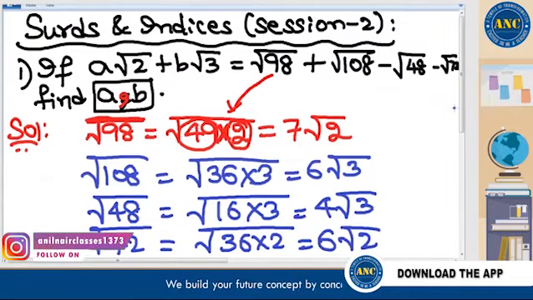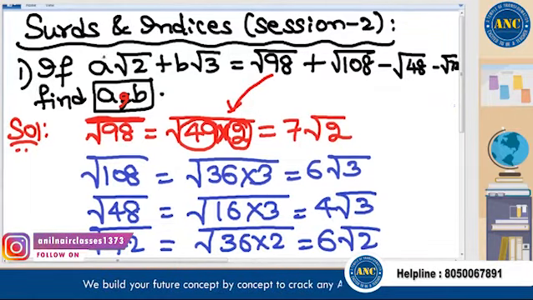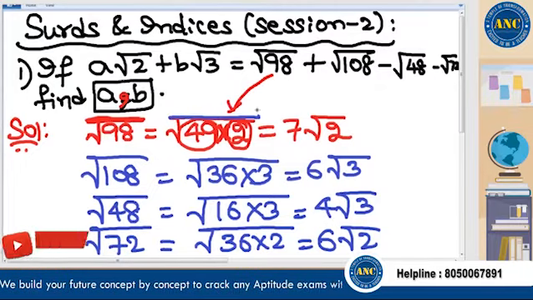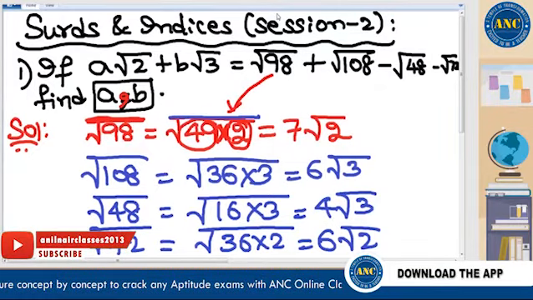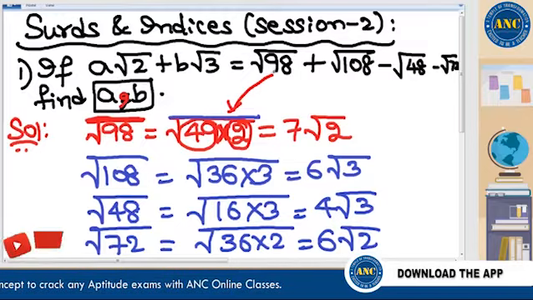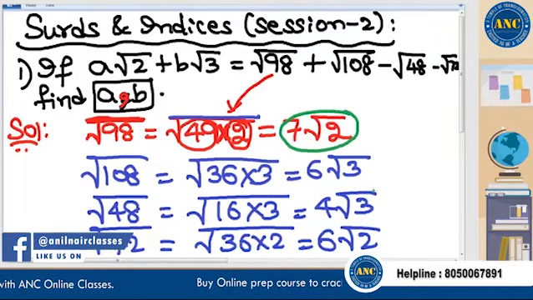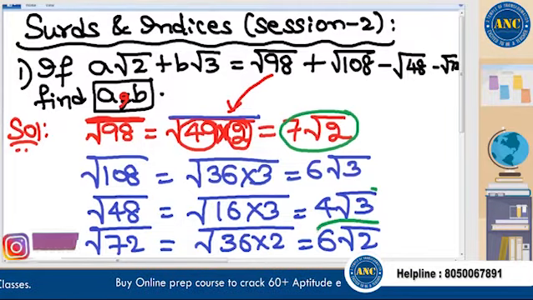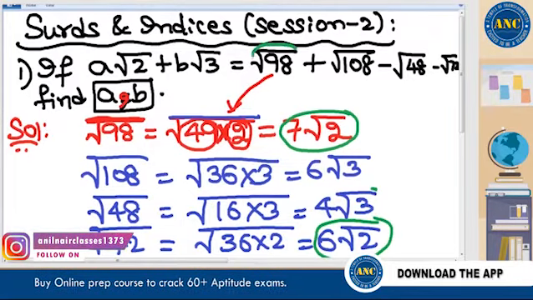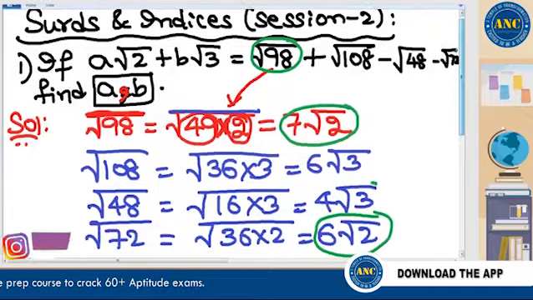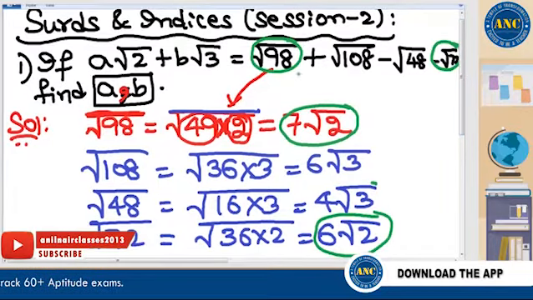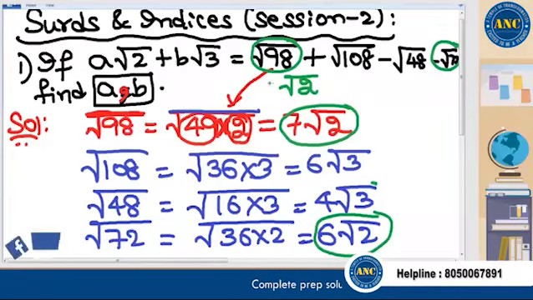What are they asking in the question? They are asking to find the values of a and b. Root 98 is 7 root 2, root 48 is 4 root 3, and root 72 is 6 root 2. 7 root 2 is this term, and 6 root 2 is this term with a negative sign. So 7 root 2 minus 6 root 2 is 1 root 2.